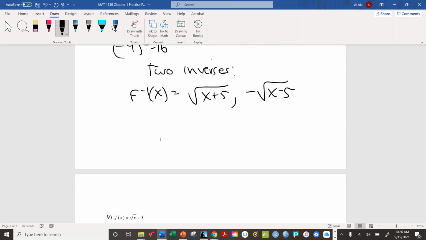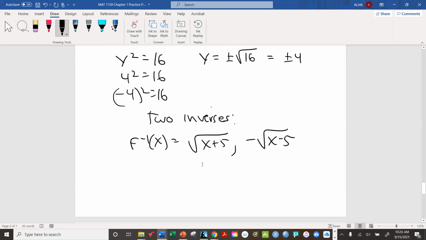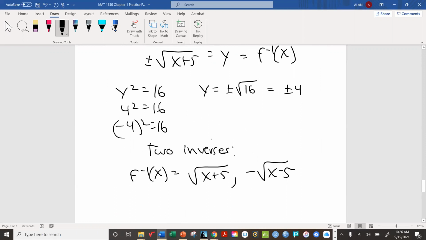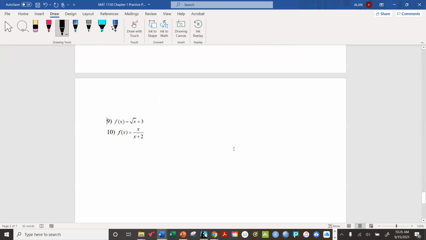Interesting, okay? So don't be shocked when you see something like this. When you take the square root of a value, there's technically two solutions, one positive and one negative, because both of them work. And we can apply the test to both of them. We're not going to do that here. We know how that works now. All right.